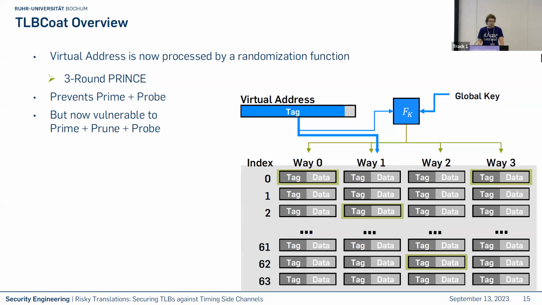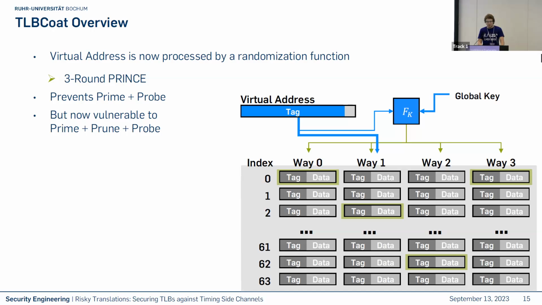So how does this work, or randomization in general? Now maybe you remember the picture from before. We had a tag and an index. Well, now the index part is completely gone, and we just throw the tag into a randomization function. In our case, this is a three-round PRINCE because we need a very low latency function. And this will give us an index for each way, and thus the static structure of set associativity is broken up, and we successfully prevent prime and probe.